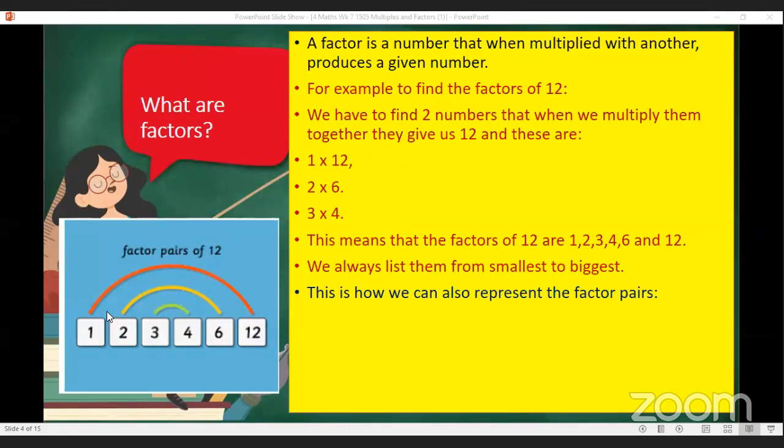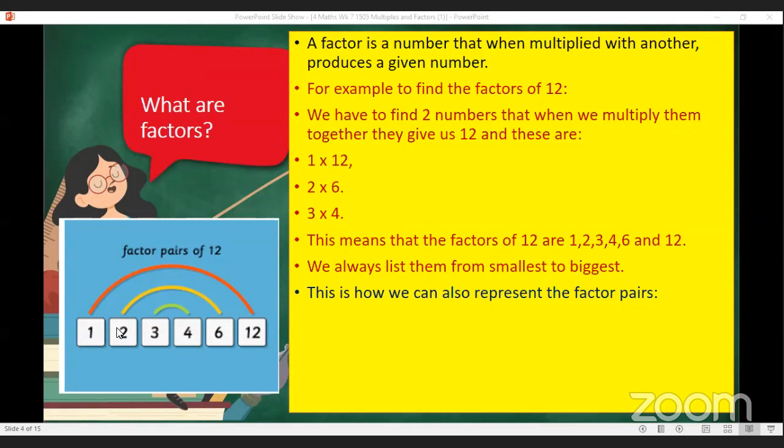If we look here at the bottom, we have the factor pairs of 12. The first one is 1 times 12. So it's 1 and that number. This is the first factor pair that you'll get. And then we move on from 1, the next number is 2. And then we ask ourselves, which number can we multiply with 2 to get 12?